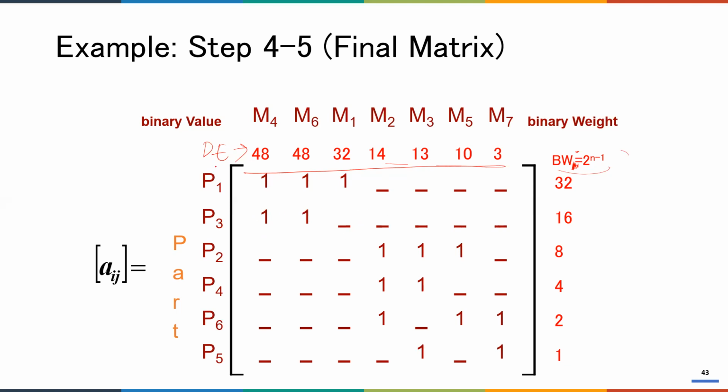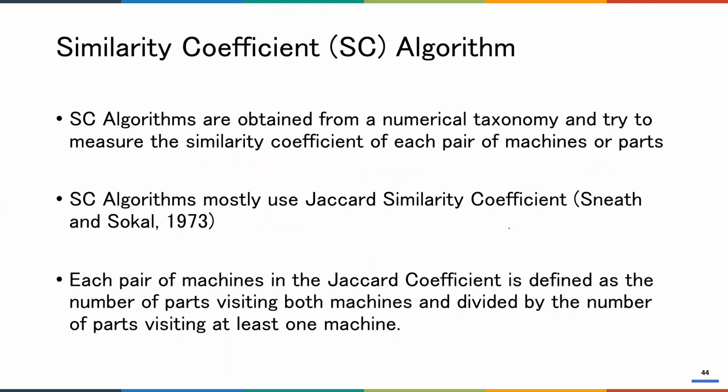So as we can see here, it turned out that part 1 and part 3 are one part family, and then parts 2, 4, 6, and 5 are the other part family. At the same time, they become machine cell 1 and machine cell 2. Okay, so that's the ROC.